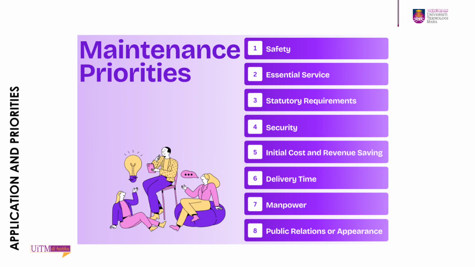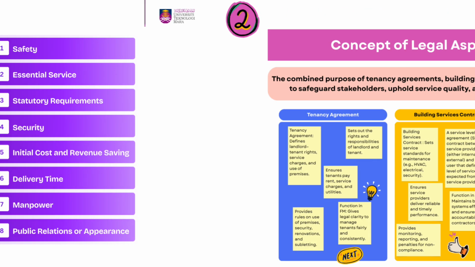Application and priorities. Maintenance priorities: 1. Safety. 2. Essential service. 3. Statutory requirements. 4. Security. 5. Initial cost and revenue saving. 6. Delivery time. 7. Manpower. 8. Public relations or appearance.